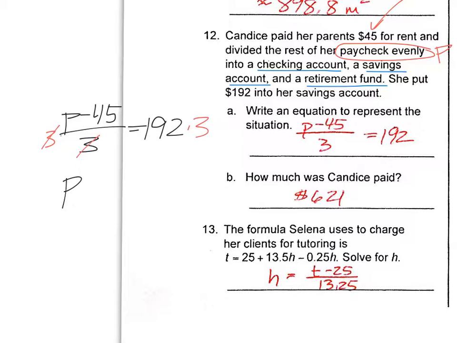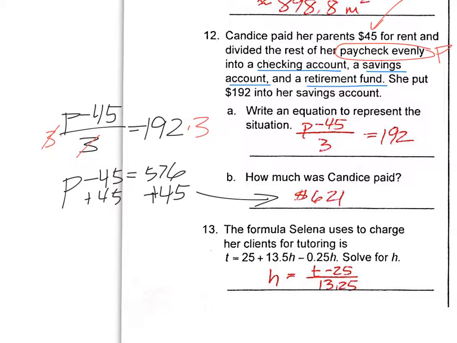So 192 times 3 is 576. So then add 45. And that's where we get the 621.